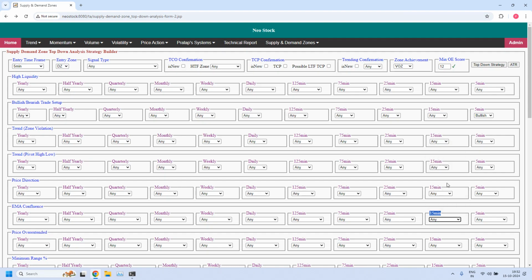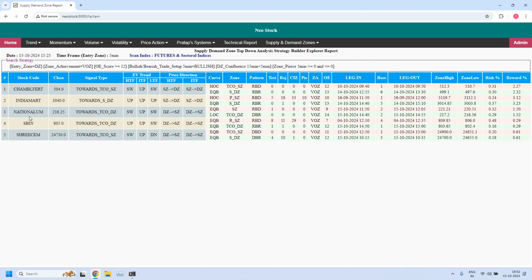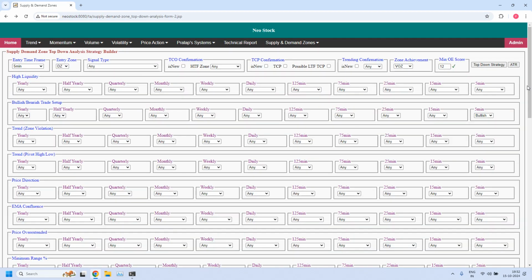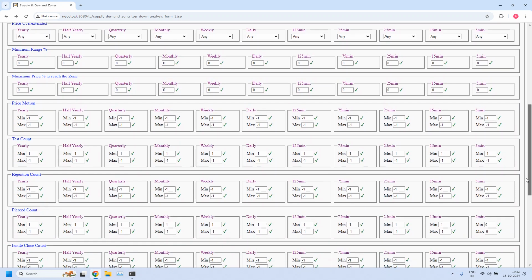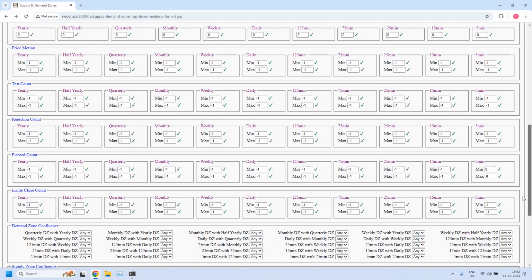So we can remove. Without EMA confluence, earlier 5 stocks are filtered, right? That is LTF and ITF confluence, we got 5. Now out of these 5, how many are having HTF confluence? That means 5 minutes and 15 minutes together part of the 75 minutes demand zone. So let's verify. Already 5 minutes demand zone with 15 minutes demand zone is enabled.